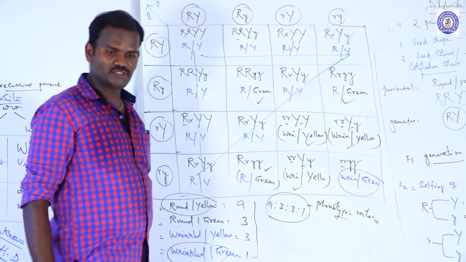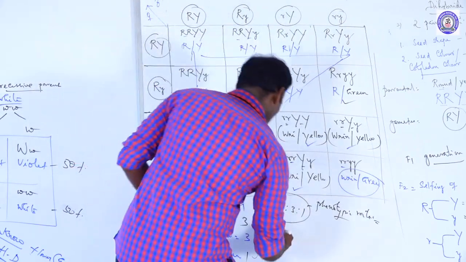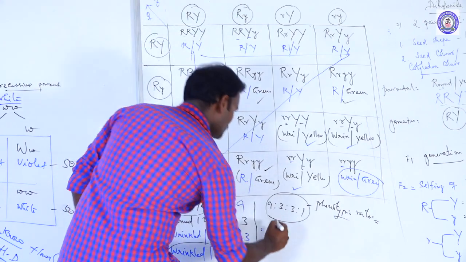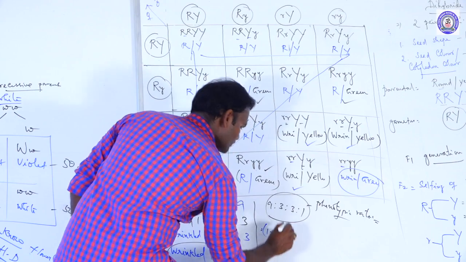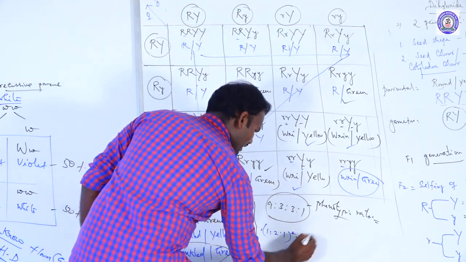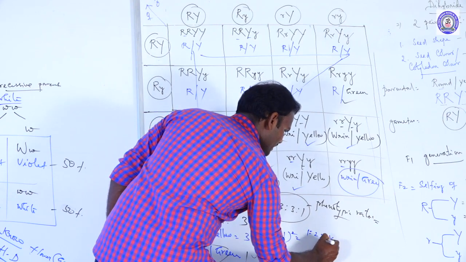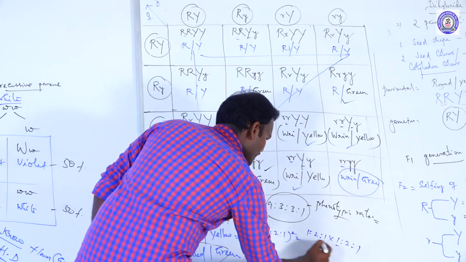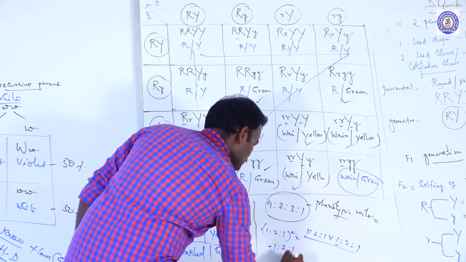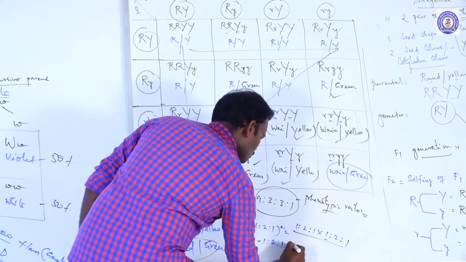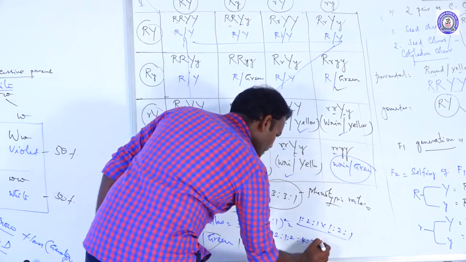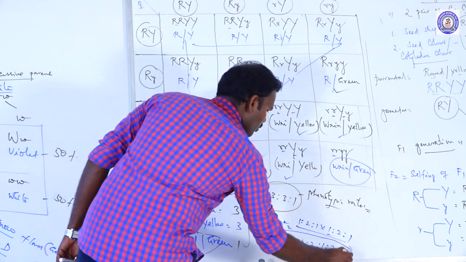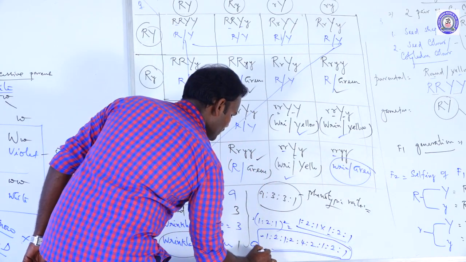Then what is the genotypic ratio? In genotypic ratio, we can easily calculate it. In Mendel's monohybrid cross, the genotype ratio is 1:2:1. In dihybrid cross, 1:2:1 crossed with 1:2:1. So if we take this cross, 1:2:1, then 2:4:2, then 1:2:1. These are the dihybrid genotypic ratio.